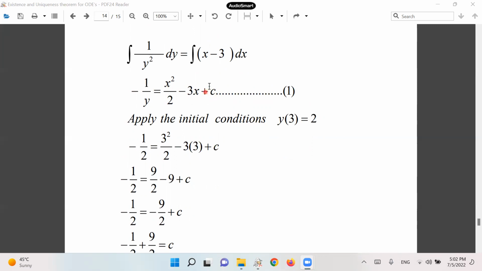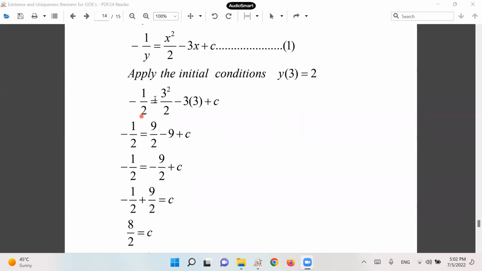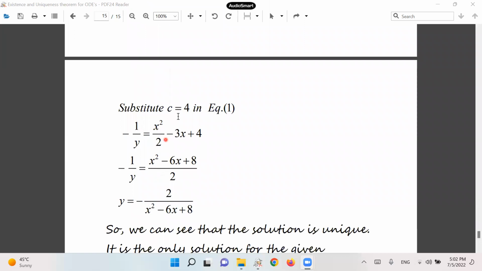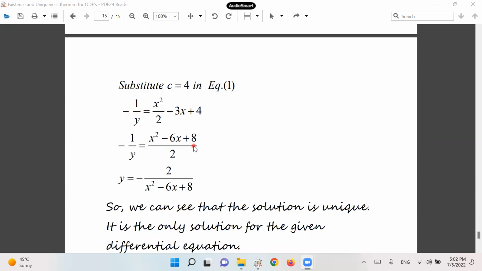To find the value of the constant of integration, we apply the initial conditions x equals 3 and y equals 2. When we substitute y equals 2 and x equals 3, we get in the end the value of c equals 4. Then resubstitute c equals 4 in equation 1. So we get the equation in this form: minus 1 over y equals x square over 2 minus 3x plus 4.